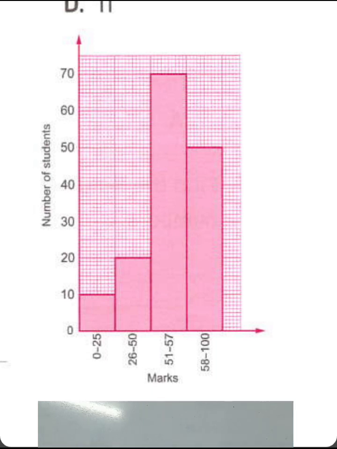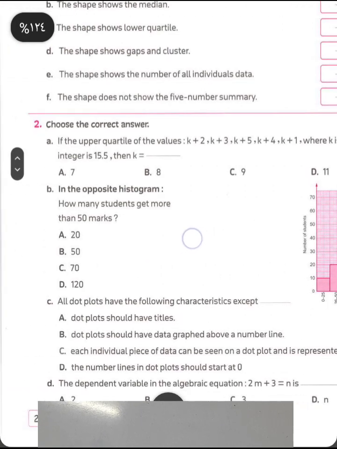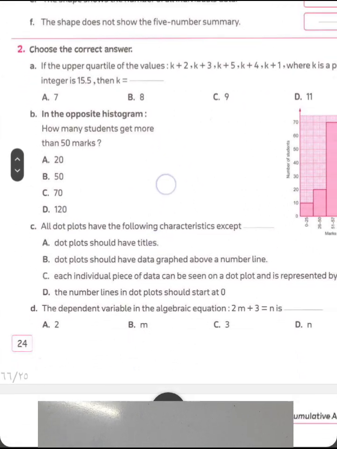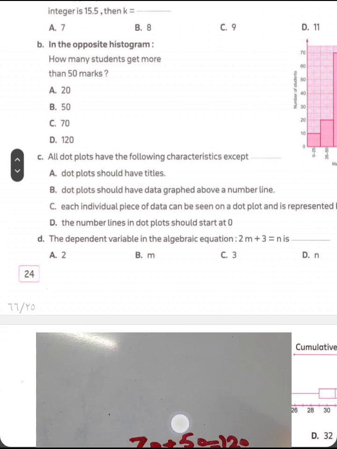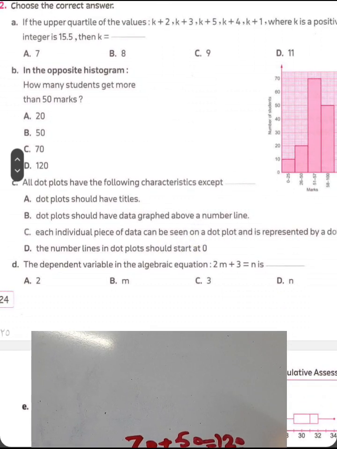Okay, the result will be 120. Choose letter D. Question letter C. All dot bullet has the following characters except space.